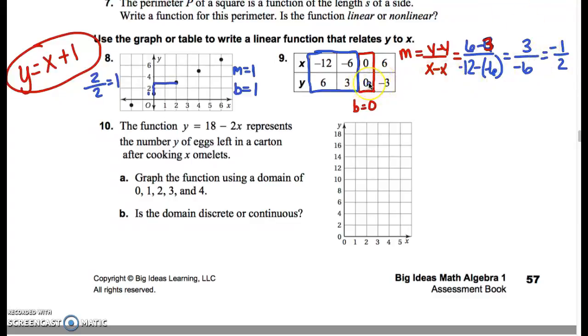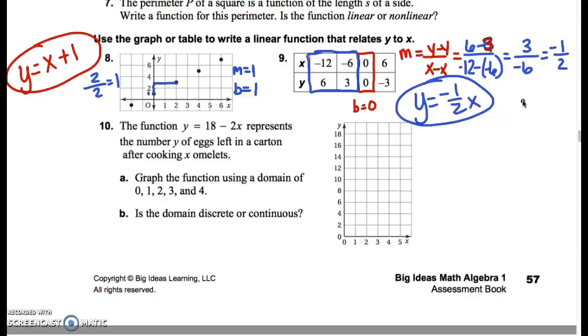So we put it into slope-intercept form, y equals mx plus b, and we have y equals m, our slope was negative 1/2, x, and then my y-intercept is 0, so I don't need to do anything with that part. If you put a plus 0 or a minus 0 on the end, that's fine, but you don't have to have it there.